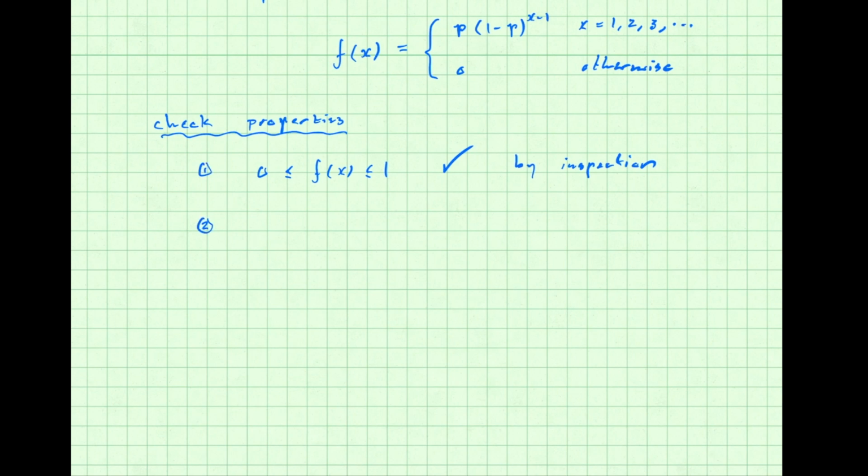And then property 2, the so-called honesty condition. This one says that you have to sum over all possible x's. All the x's that are smaller than 1, those are 0. So we sum from x equals 1 to infinity of f of x. That should be 1 by the honesty condition. So what does this sum look like? It's the sum from x equals 1 to infinity of p times 1 minus p to the x minus 1.